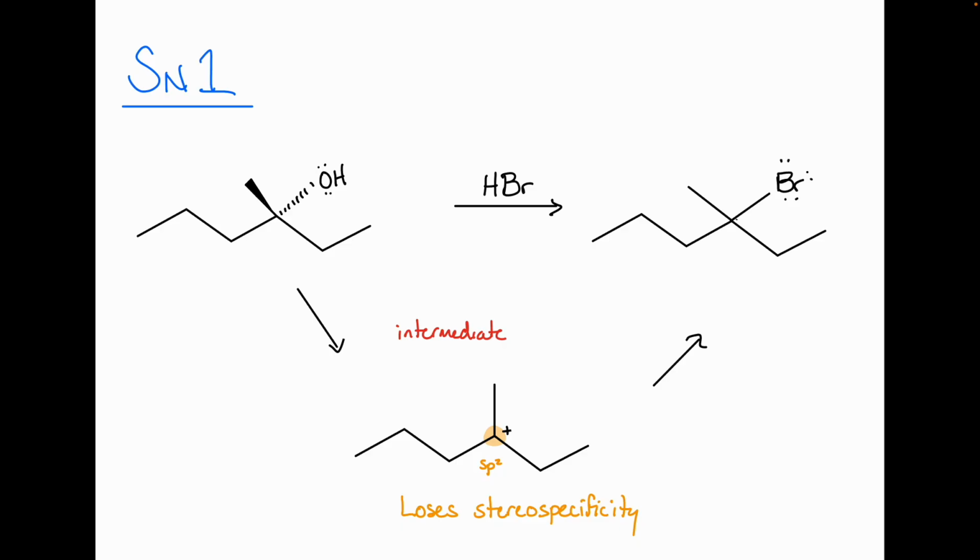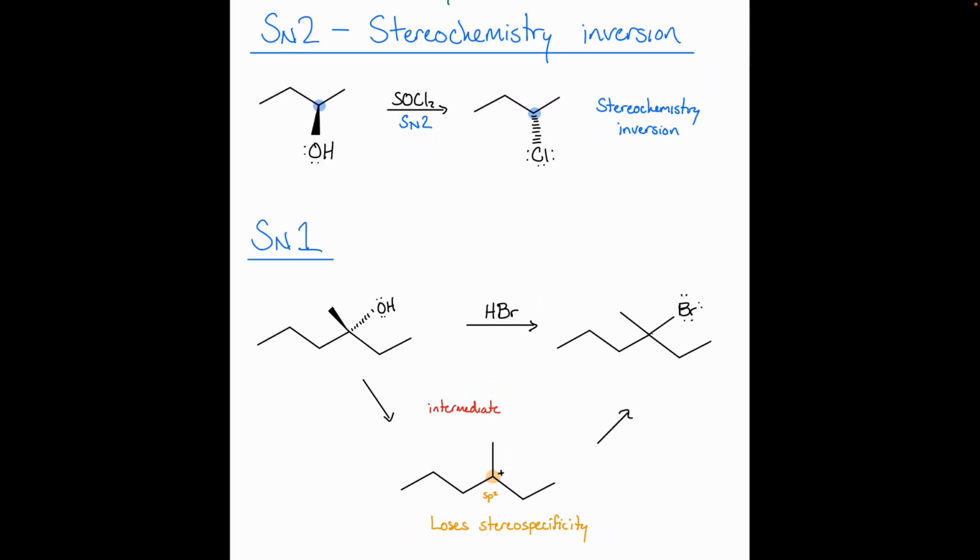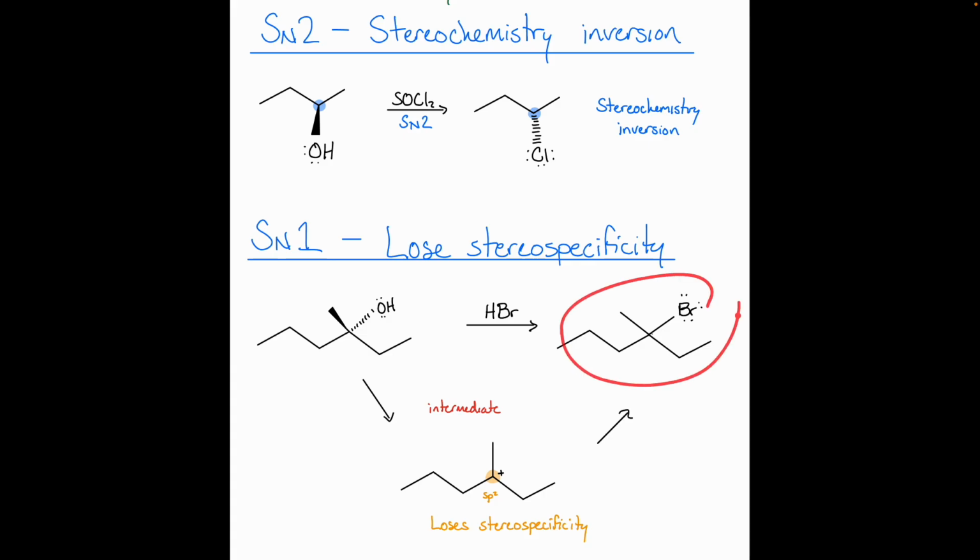So whereas with our SN2 reactions, we're going to keep this phrase in mind that we got to look out for a stereochemistry inversion. For our SN1 reactions, we're going to note that they lose that stereospecificity. So if I start out with a stereospecific tertiary alcohol, I'm not going to get a stereospecific product. I'm going to get a mixture of all possible stereoisomers.